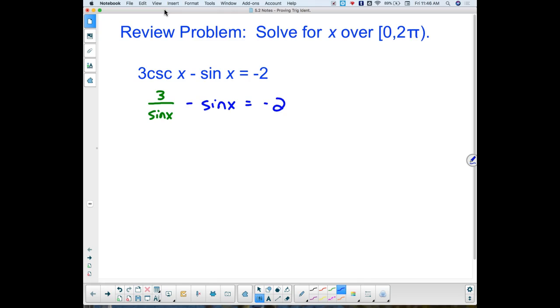Now, do we like fractions? I mean, I do. But when we're solving, I don't like them. So I'm going to multiply this entire equation by sine of x. So this first part becomes 3. The next part becomes minus sine squared of x. And the right side becomes -2 sine of x.